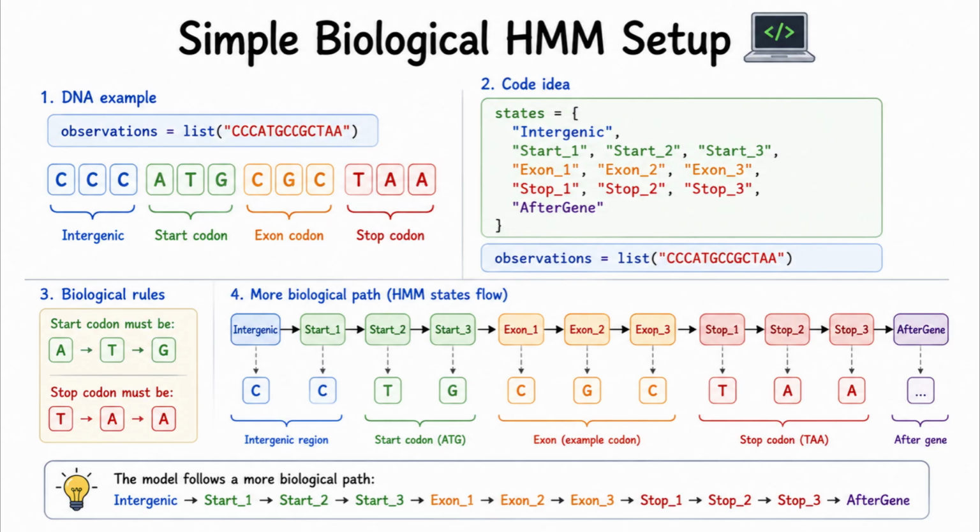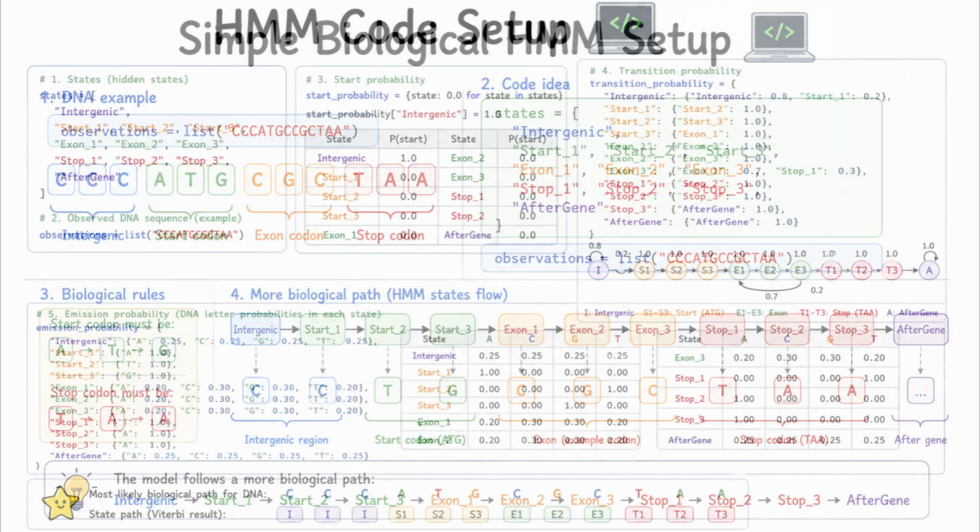The start codon must follow A, then T, then G. The stop codon must follow T, then A, then A. So the hidden states move step by step through the gene structure. Intergenic, start, exon, stop, after gene. This allows the HMM to follow real biological rules instead of making random state jumps.